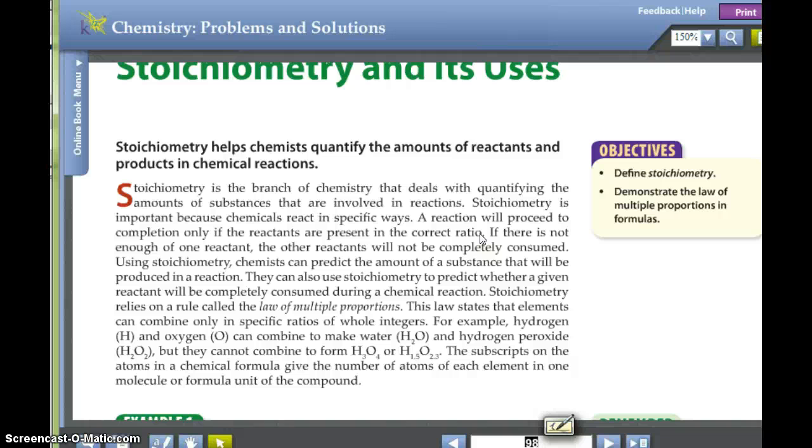Okay, so it's the same idea in chemistry. You need the correct amount of all your reactants or stuff to make the chemical reaction happen. If there is not enough of one reactant, the other reactants will not be completely consumed. Using stoichiometry, chemists can predict the amount of a substance that will be produced in a reaction. They can also use stoichiometry to predict whether a given reactant will be completely consumed during a chemical reaction.